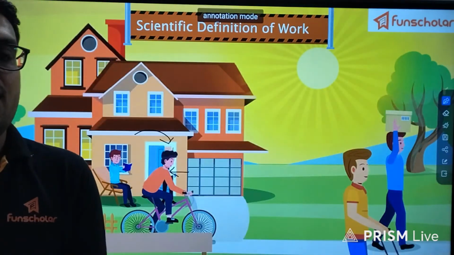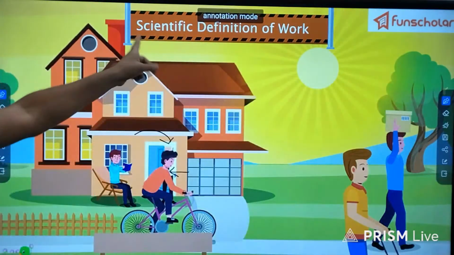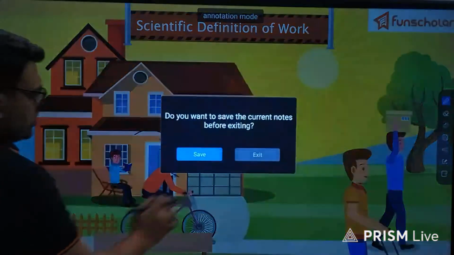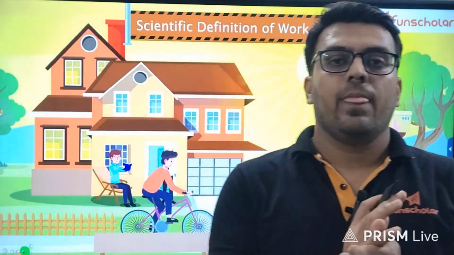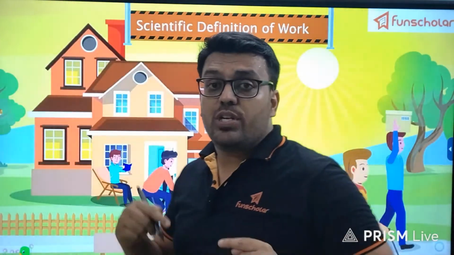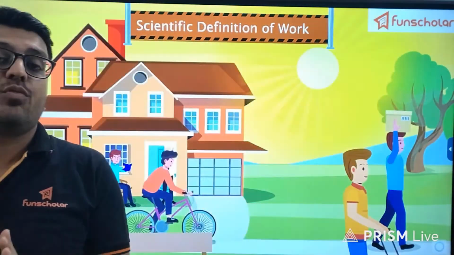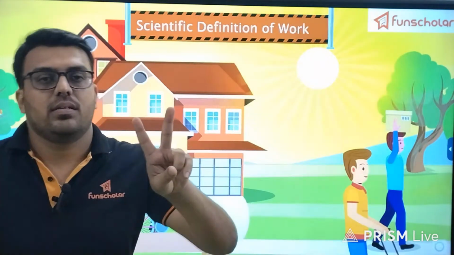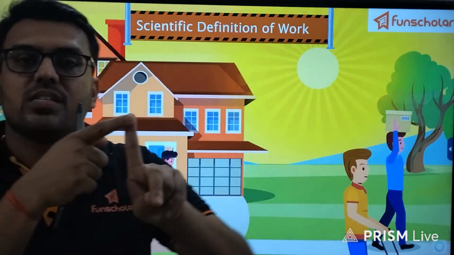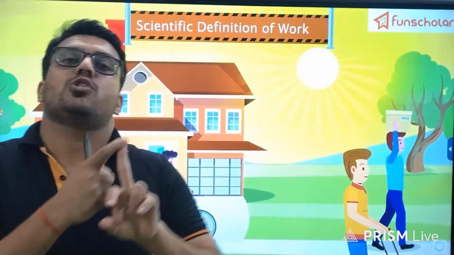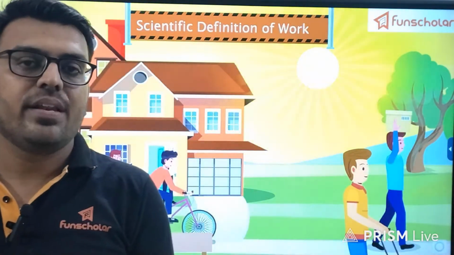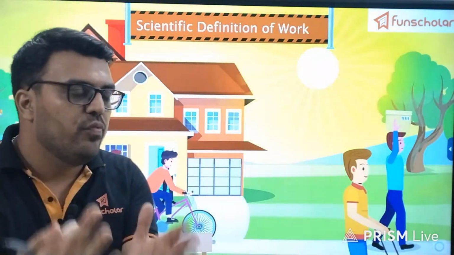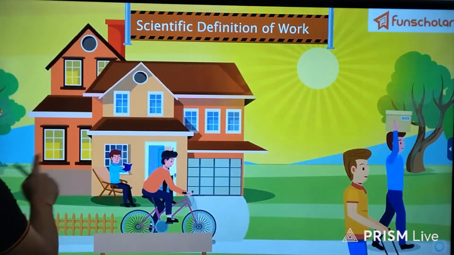So what is work in the definition of physics? That exactly is the topic of this particular chapter. How do we define work scientifically? What is the scientific definition of work? In physics, when we have to define work, we need two factors, two physical quantities. The first is force. The second one is displacement. So force and displacement have to be involved somewhere if we have to define work. Let's see how.